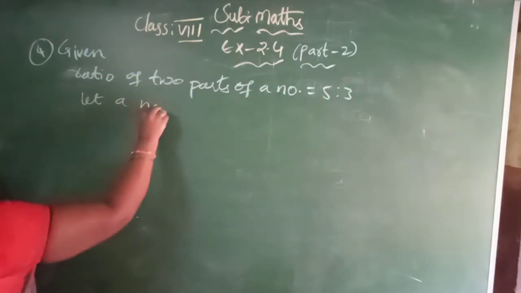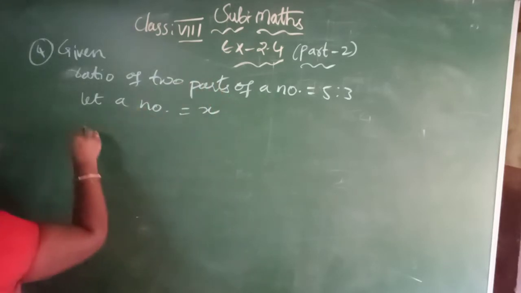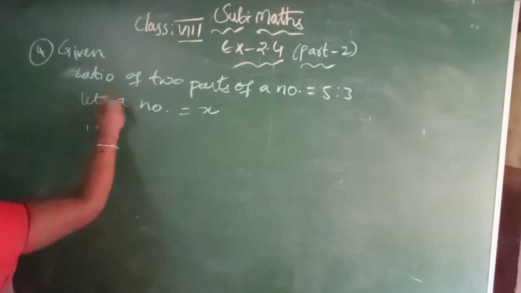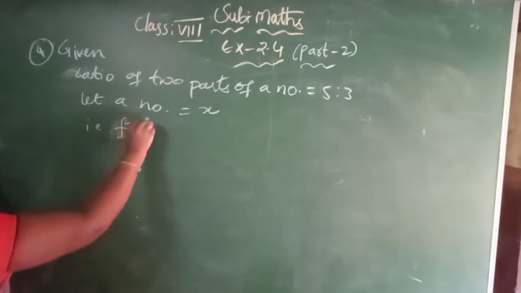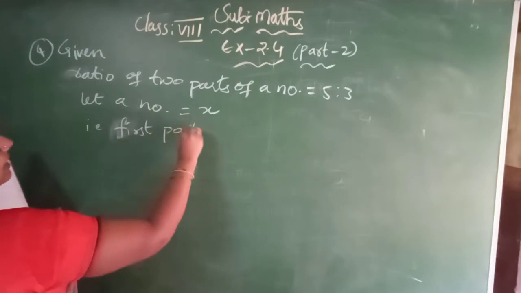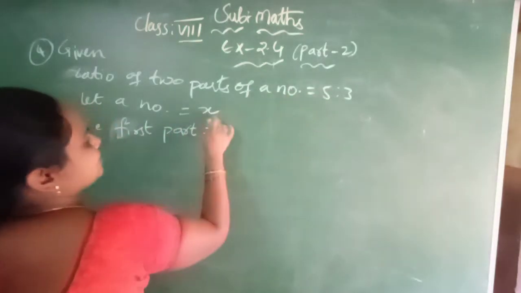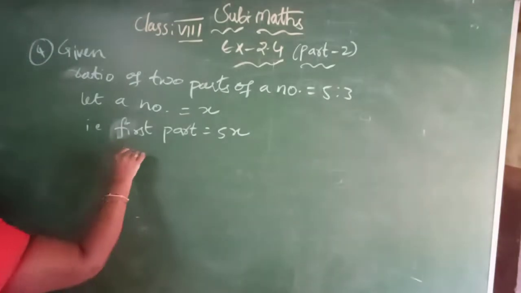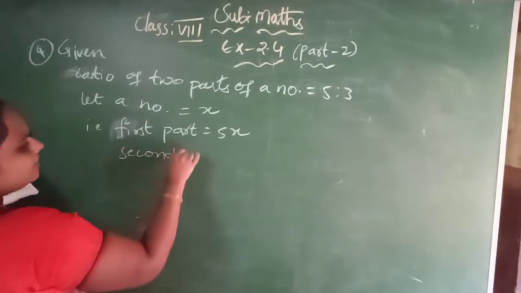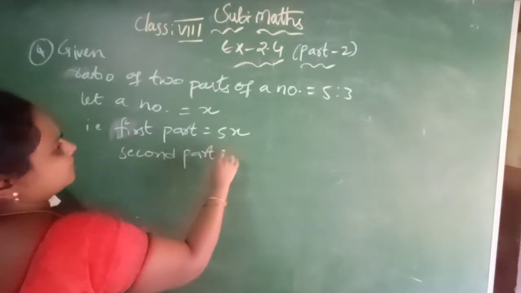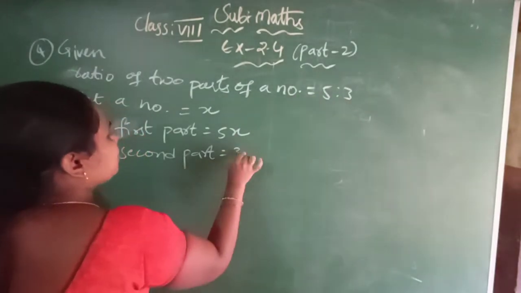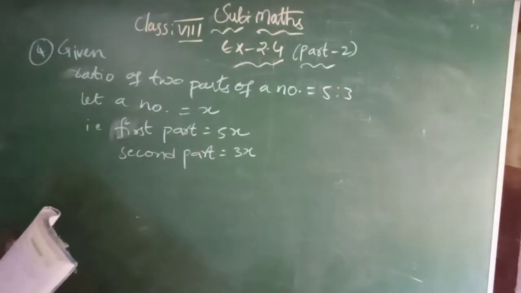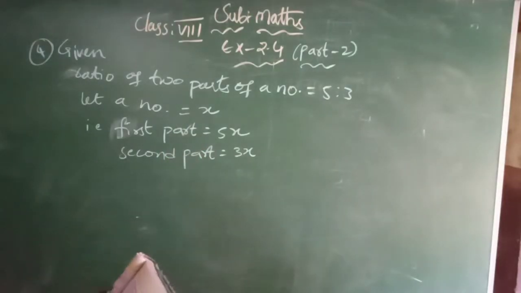So I am taking the number as x. The first part I am taking as 5x, since the first ratio is 5. And the second part, what is the second ratio here? 3. So 3x. So the first part I know, the second part I know. Next, what is given here?